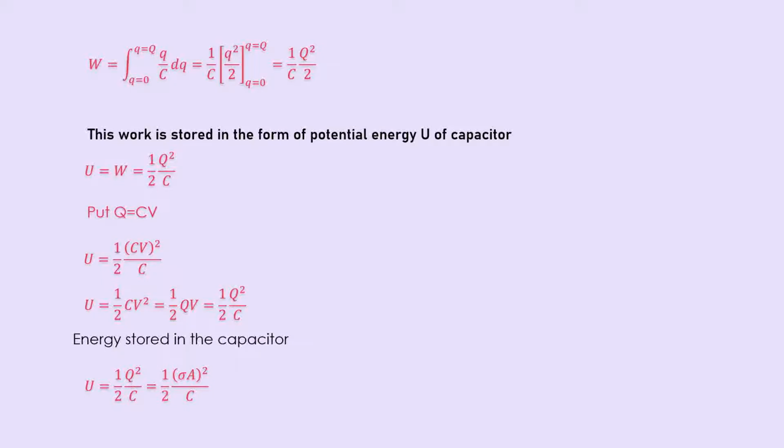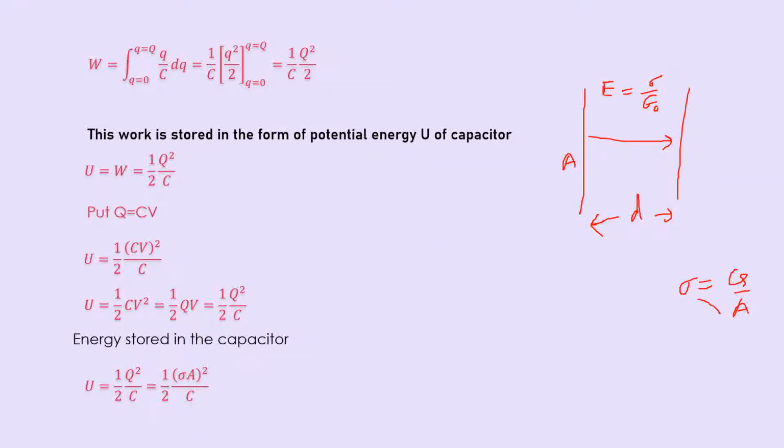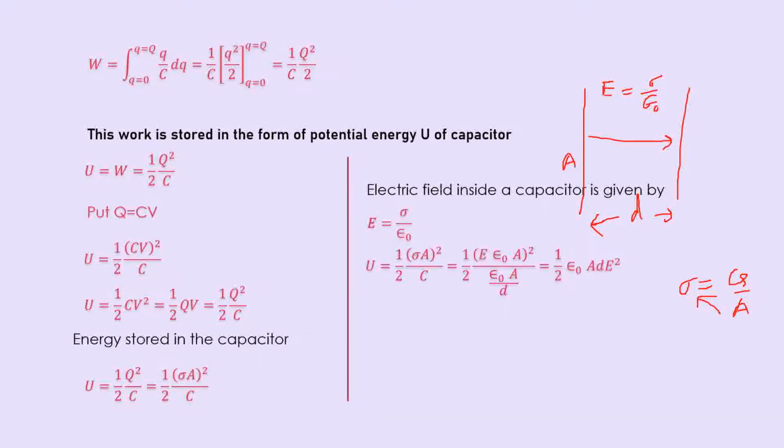Now if the distance between the plates is d and the electric field inside the capacitor E is equal to sigma upon epsilon naught, and A is the area of the plate, then Q is equal to sigma A, because we know that sigma equal to Q upon A, so Q equal to sigma into A. So the electric field inside a capacitor is given by E equal to sigma upon epsilon naught.